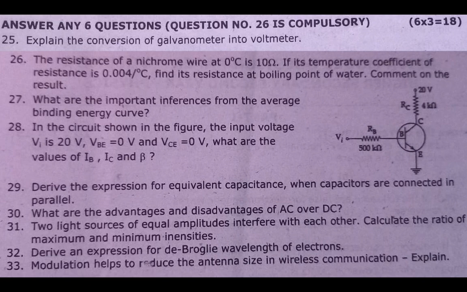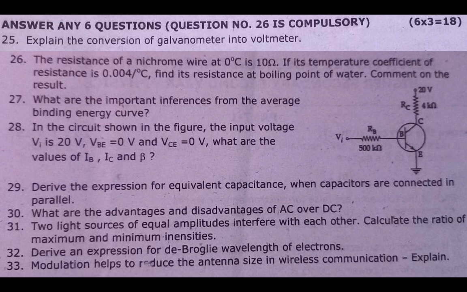Another set of 3 more questions. Question number 26. The resistance of a nichrome wire at 0 degrees Celsius is 10 ohm. If its temperature coefficient of resistance is 0.004 per degree Celsius, find its resistance at the boiling point of water. Comment on the result. And it is a compulsory question.